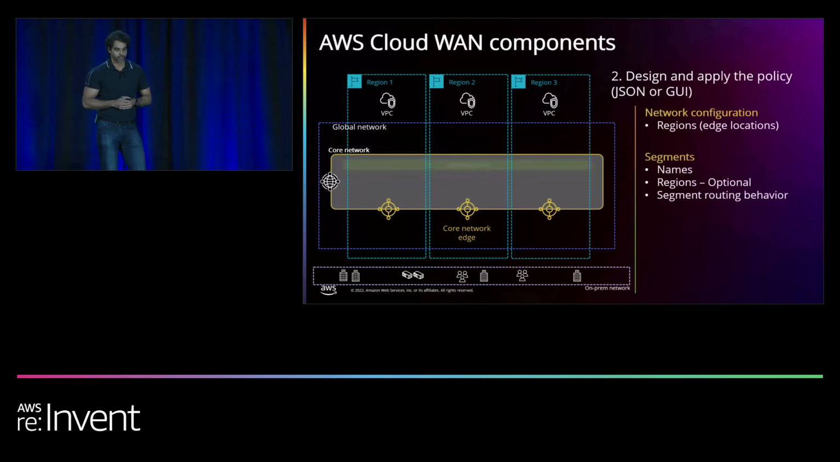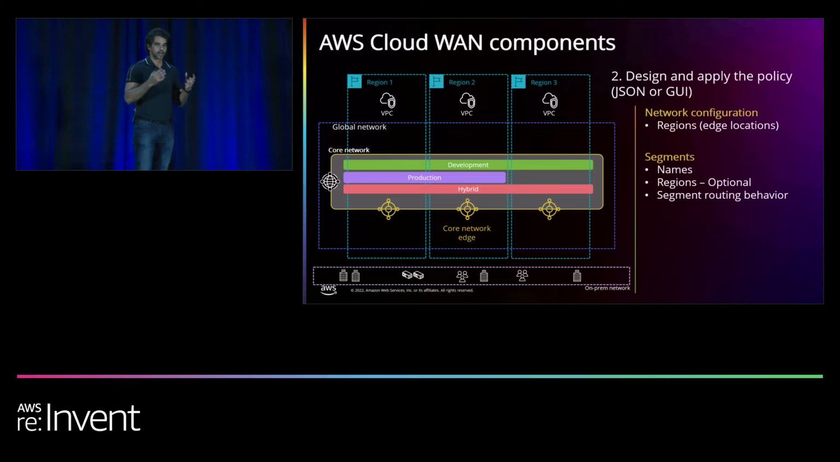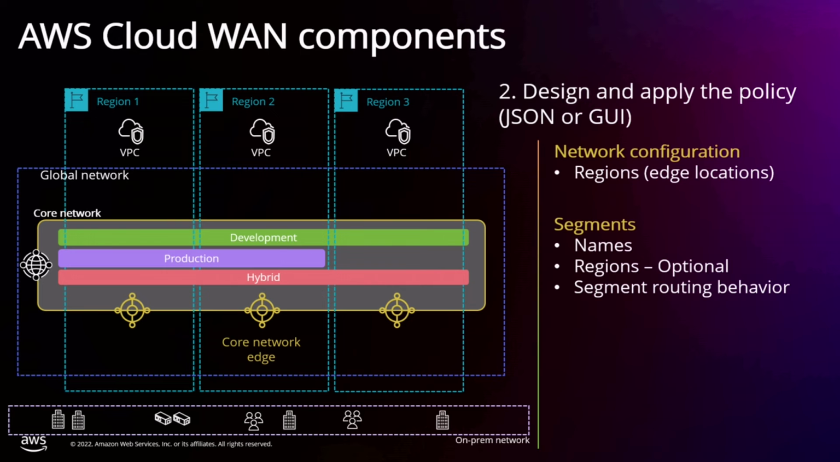Next, we define segments. Segments are isolated routing boundaries which are globally consistent. Now, in a traditional network, you can think of segments as VRFs, virtual routing and forwarding tables, or an IPVPN over MPLS network. Within a segment, you can define which regions it extends into. This is optional. So here, for example, you can see the production segment is only available in region 1 and 2. By default, if you don't mention this, the segment will extend into all the AWS regions where your core network is configured.